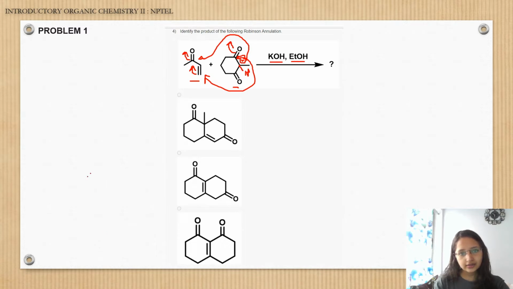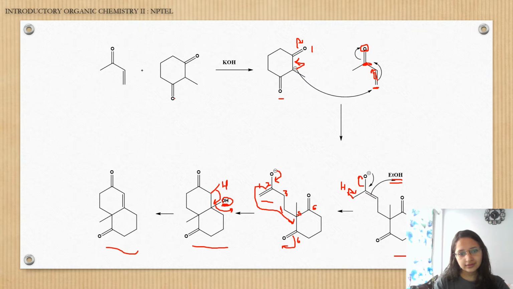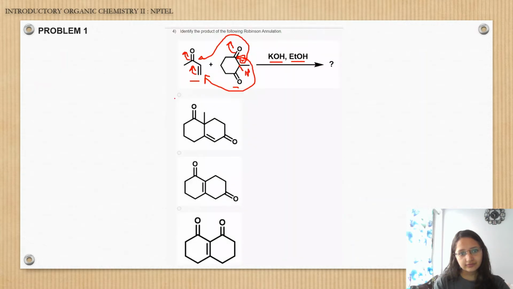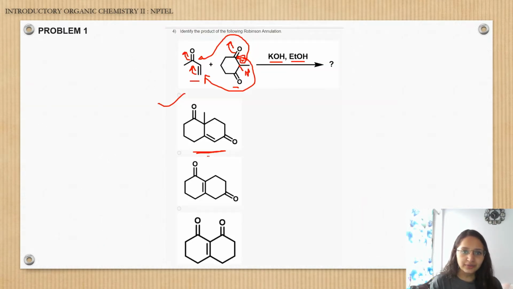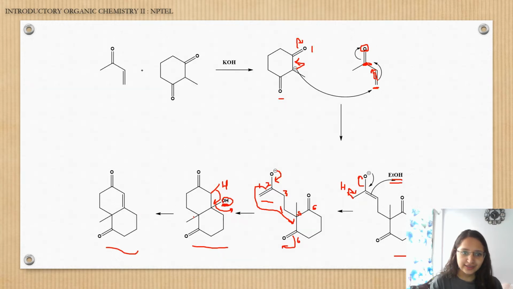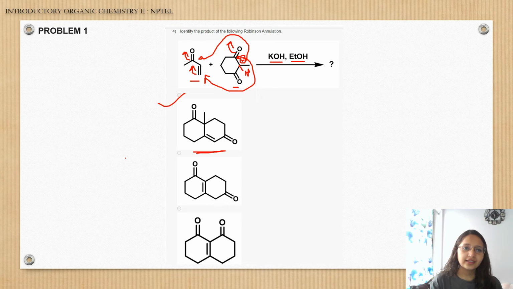So the correct answer is the second number. Sorry, second number, alpha beta unsaturated. Alpha beta unsaturated, yeah, but it is the first option which is correct. Just look at this. See, what happens here is you have another carbonyl also, right? So you can't miss that, and there is a methyl. Just see the positions of this particular thing and you can relate this is the particular answer which is correct.